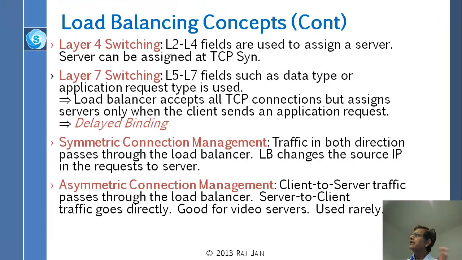Anyway, so layer 4 switching. Now what does the load balancer look at? If it looks at only the layer 2 to layer 4 headers, we call it layer 4 switching. So it will look at your Ethernet source address and destination address, generally not, the IP source address, IP destination address, and the TCP port numbers, source port and destination port. Those are the layer 2 to layer 4 key header fields, and based upon those it could decide. It could be just one field, for example, the source IP address. That's it, done.